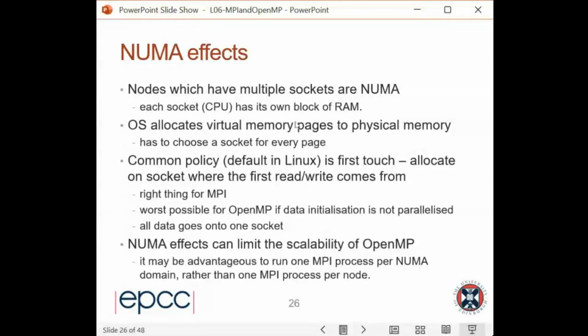Although different CPU cores can read and write to the memory of all the other CPU cores, it's much quicker to write to your own memory than another person's memory. And you can get things called NUMA effects, non-uniform memory access effects, where your program runs slow because the memory you're accessing is not local to you. It belongs to somebody else. So Sean, you had a question?